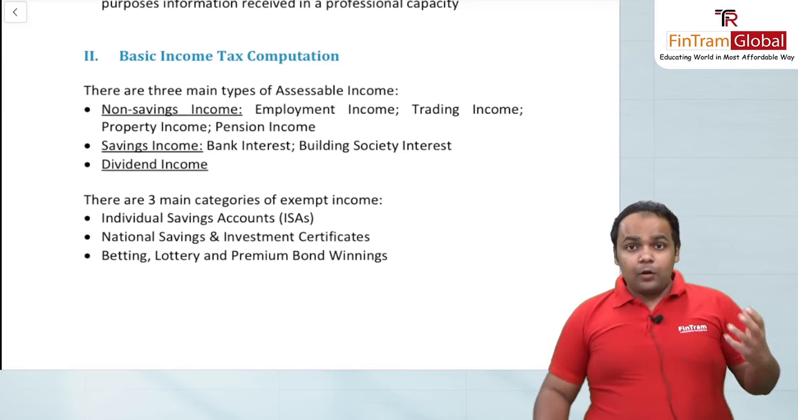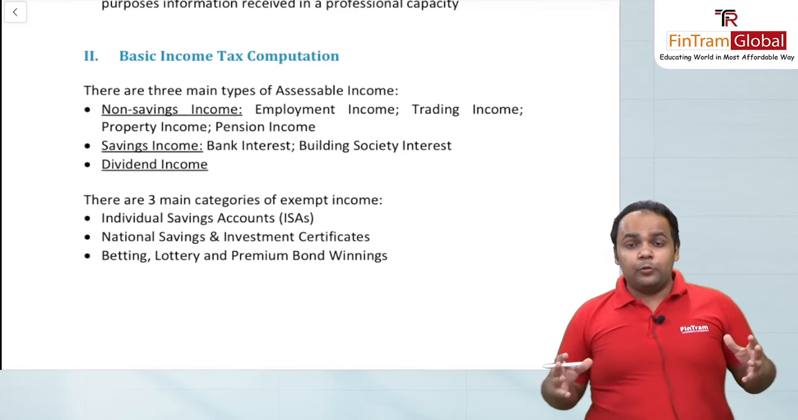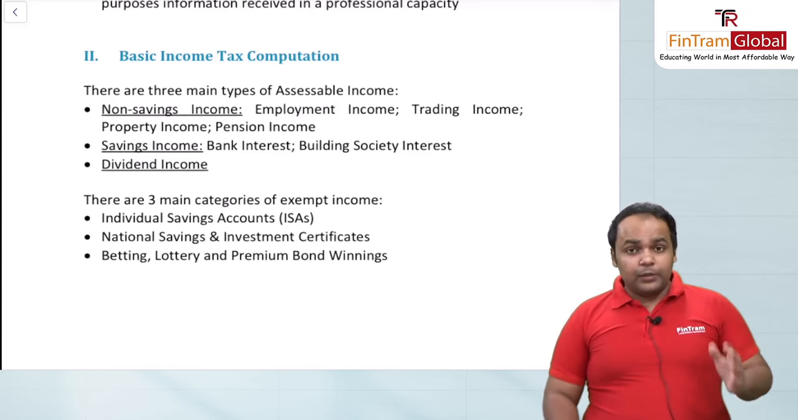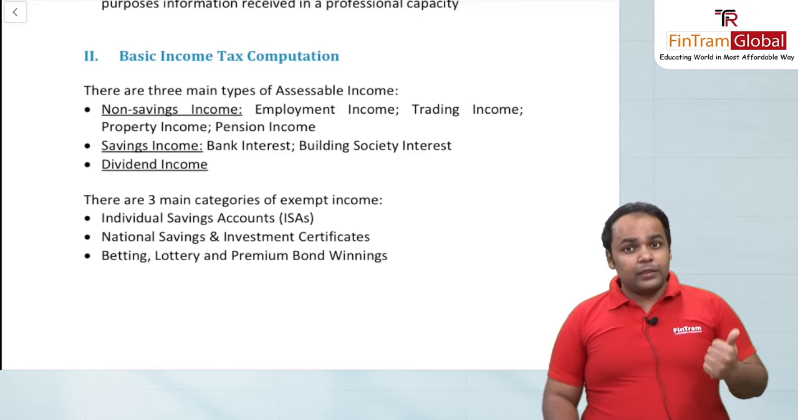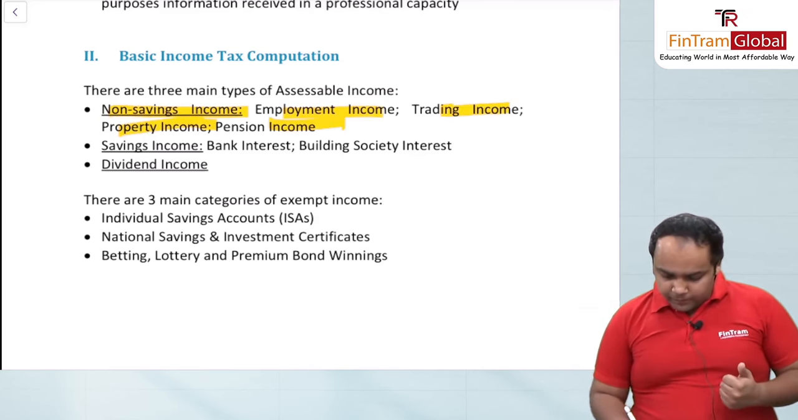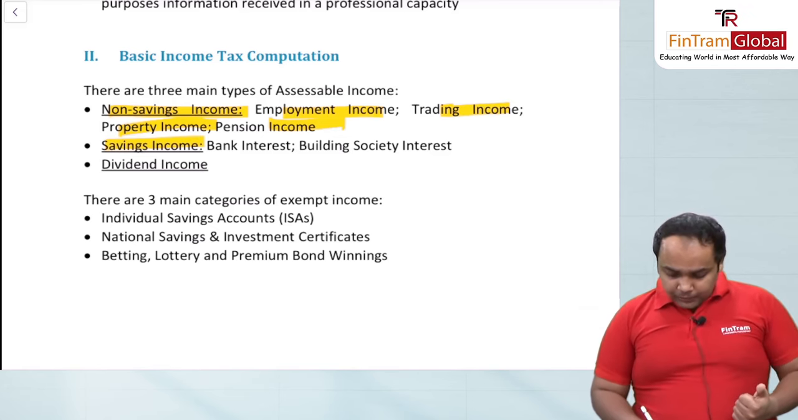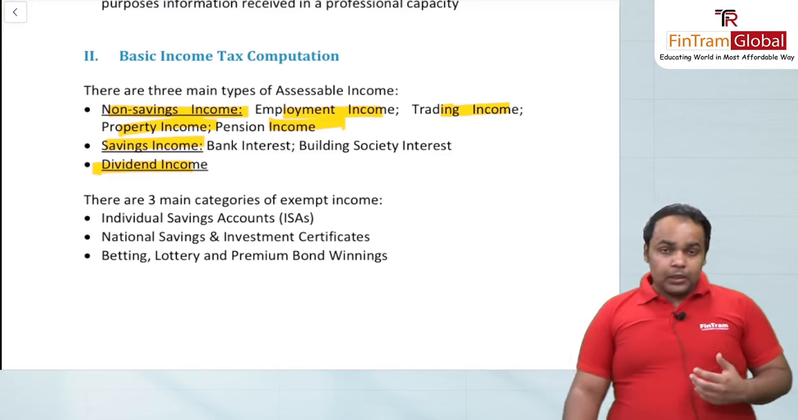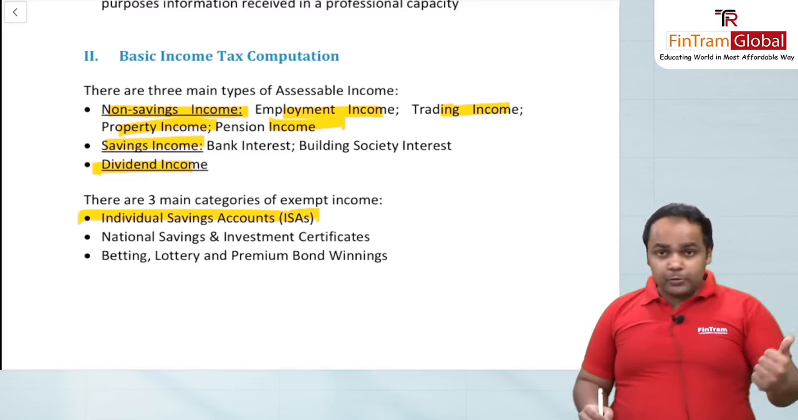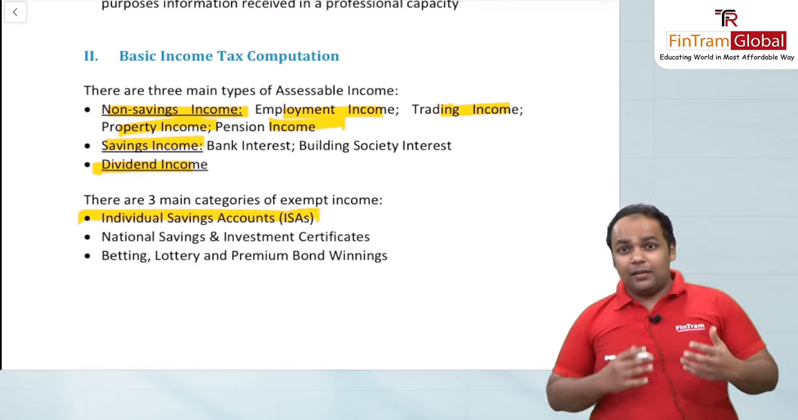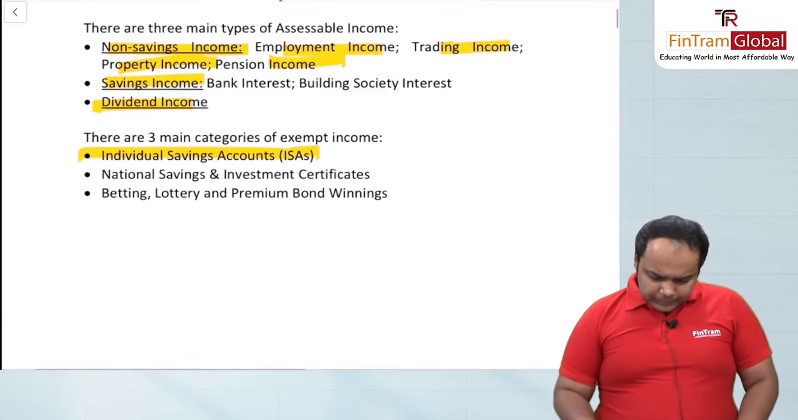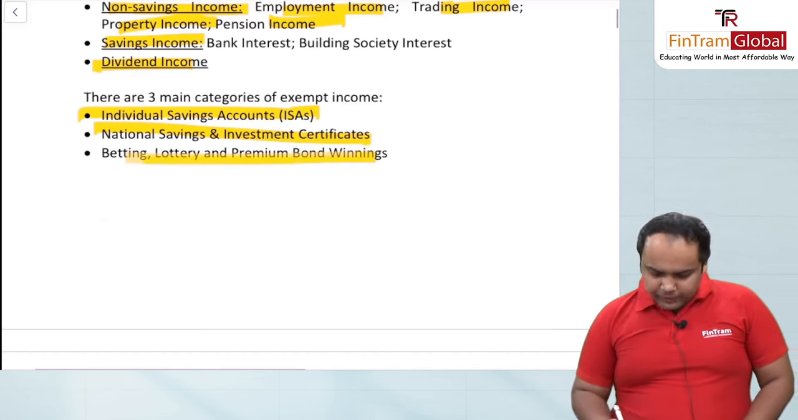Now, after this, we came to how to compute taxation for individuals, and we learned that there are three main sources of income for an individual: non-savings income, that is employment income, trading income, property and pension; savings income, which is interest income; and dividend income from UK companies. And there are three main categories of exempt income: ISAs, that is individual savings accounts, where all of the gains and other aspects are exempt; National Savings and Investment certificates; and betting, lottery, and premium bond winnings.